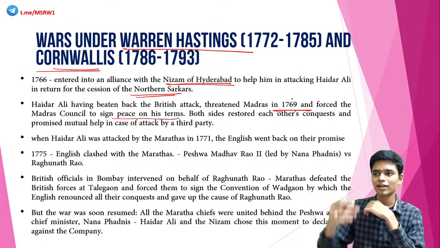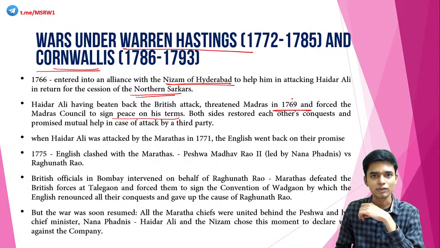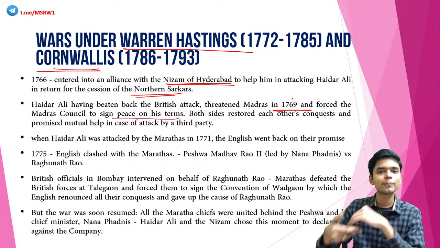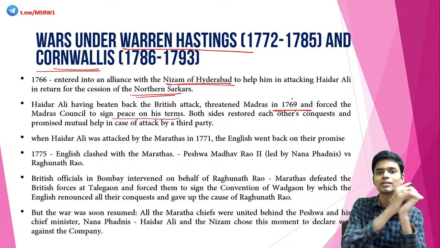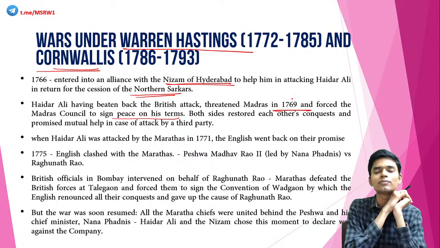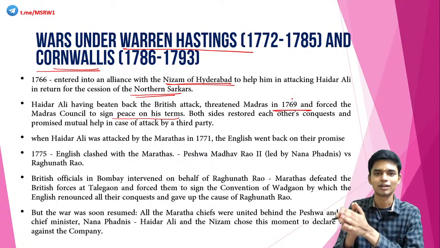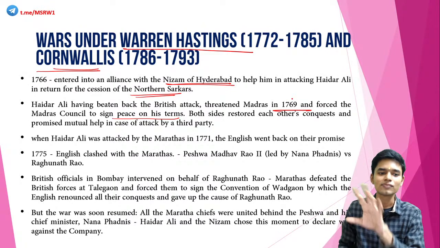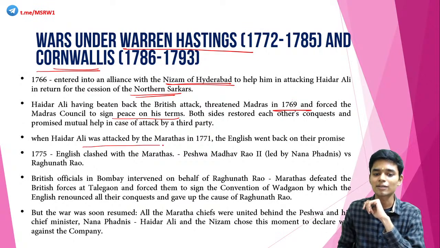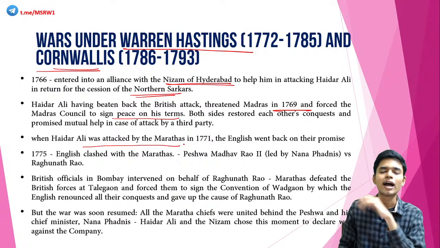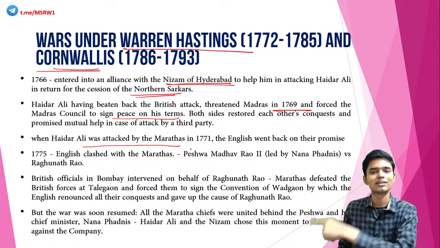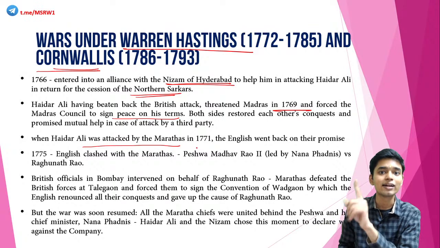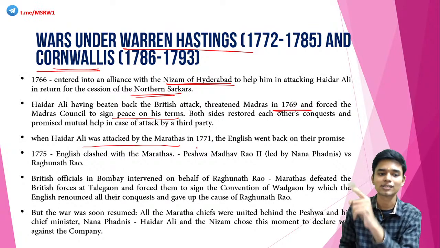Okay, Hyder Ali gave back all the territories he conquered in the war. The British gave back the territories that they conquered, and they promised each other that if a third party attacked them, they would stand united against the third party. The British never took this seriously. Because very soon we will see that Hyder Ali was attacked by the Marathas in 1771, and the British were nowhere to be seen. Although they promised Hyder Ali help against a third party, they did not come to the aid of Hyder Ali when the Marathas attacked.